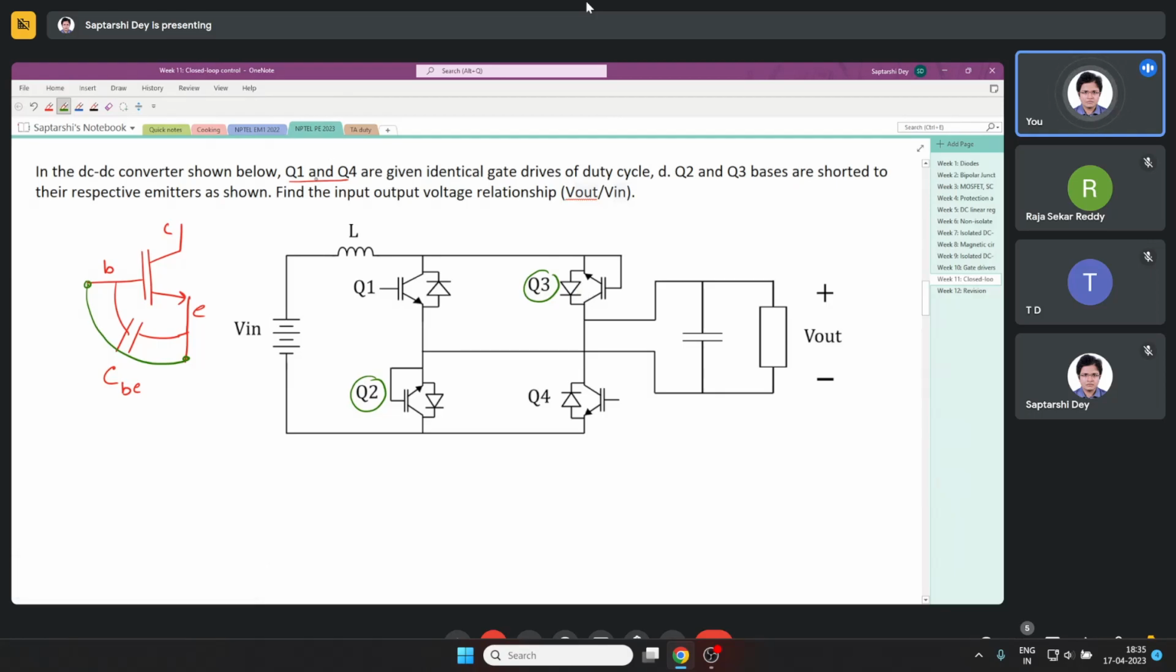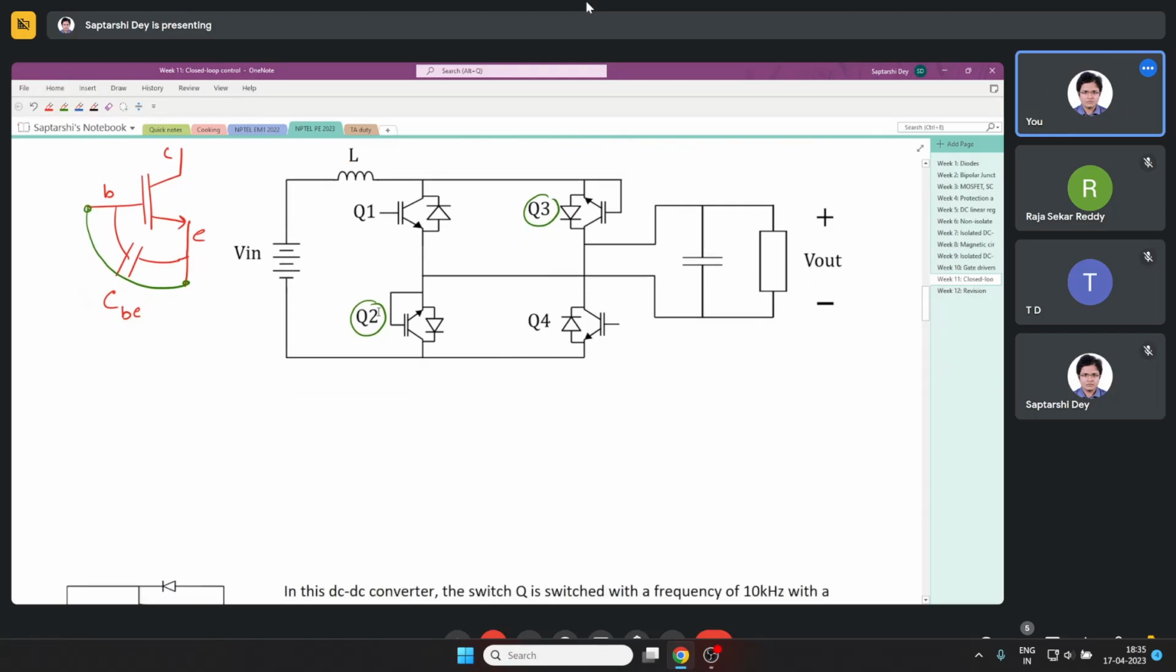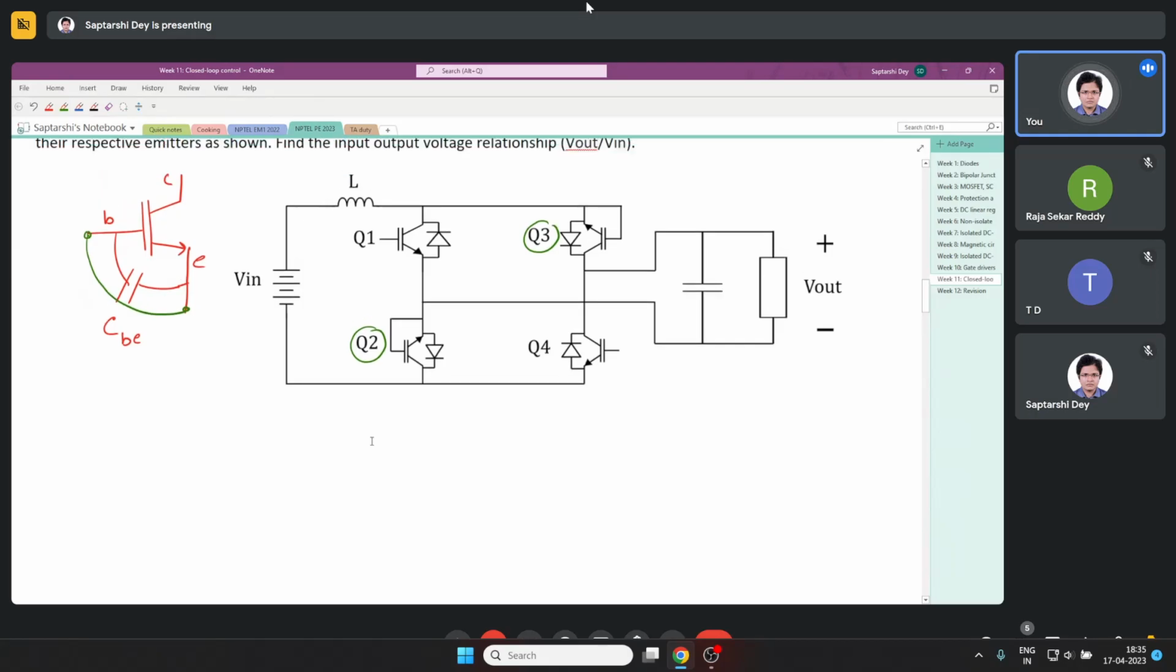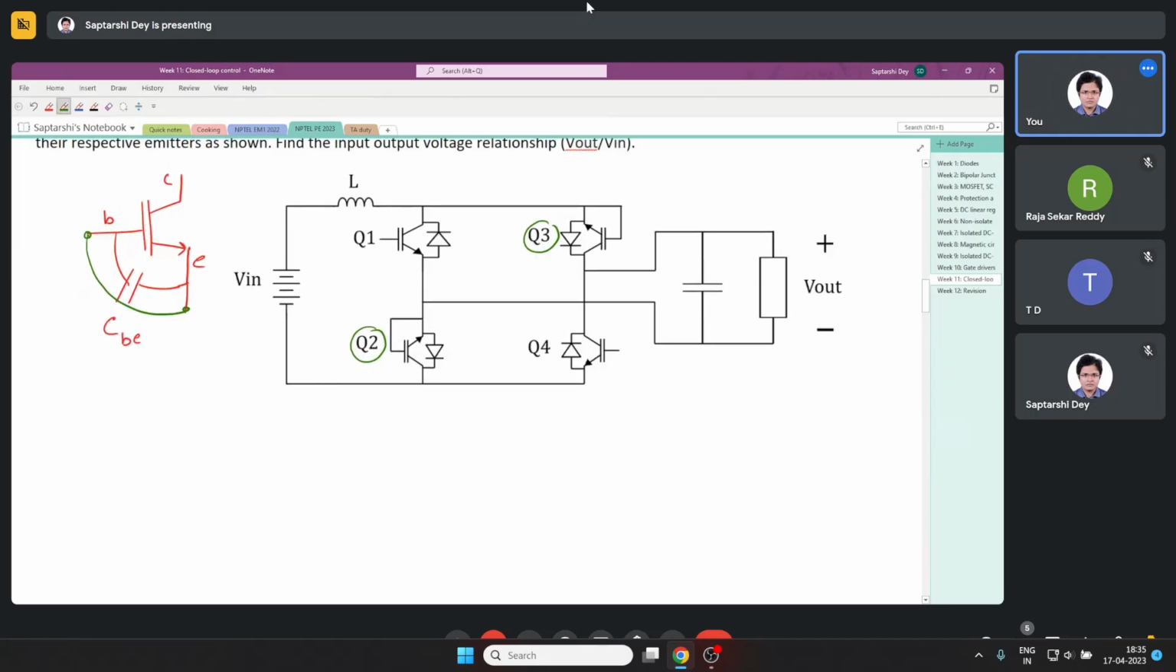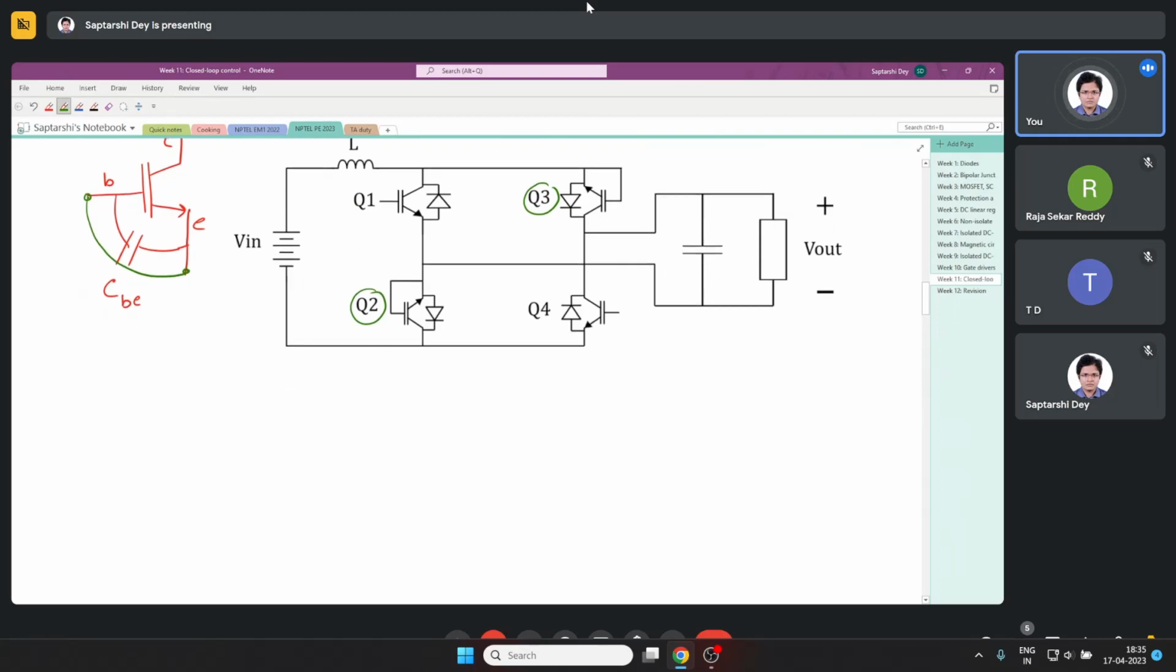They are saying that Q1 and Q4 are given identical gate drives of duty cycle D. Q2 and Q3 are shorted. Find the input output voltage relationship. See, this is an unknown DC-DC converter. I discussed sometimes that if you have unknown DC-DC converters, try to understand the inductor voltage and current waveforms. So we will try to apply that.